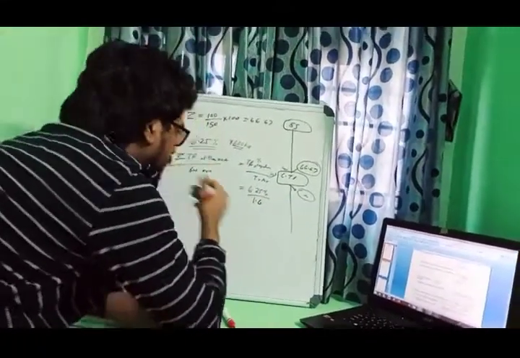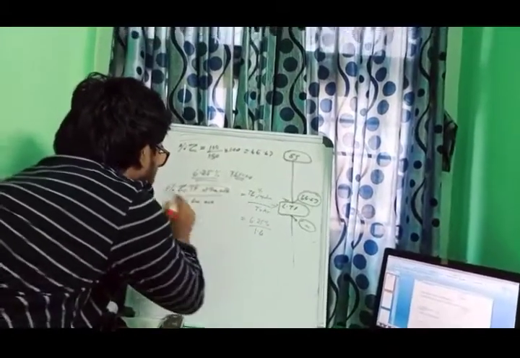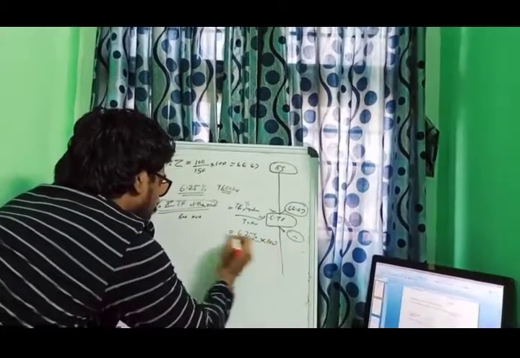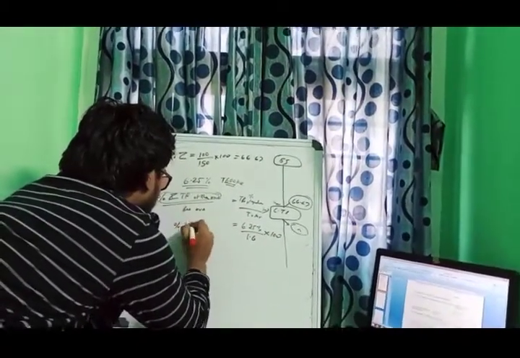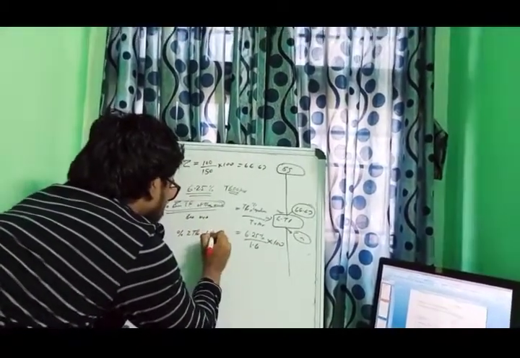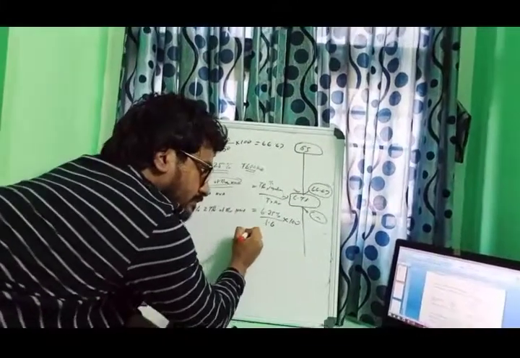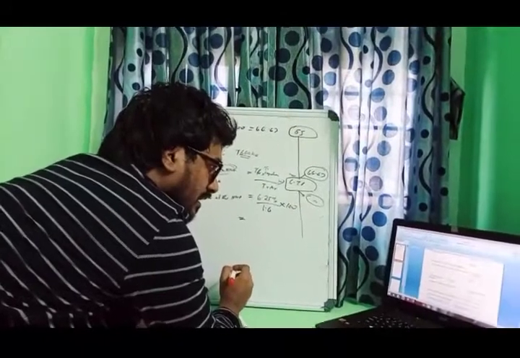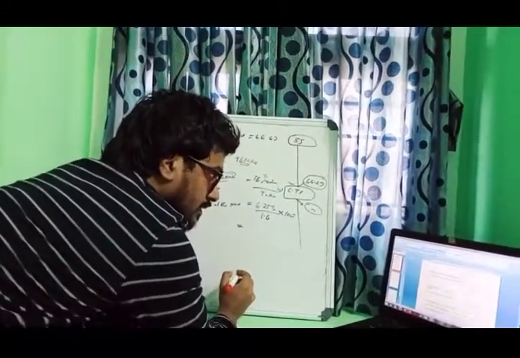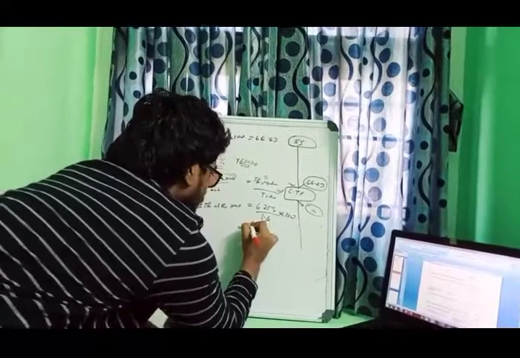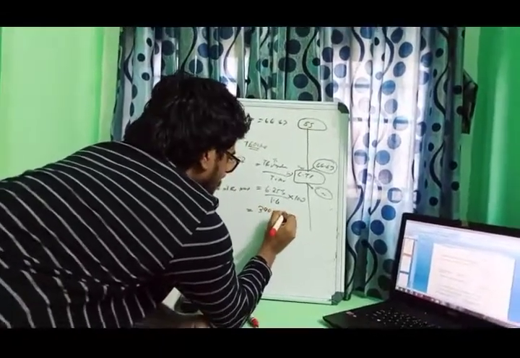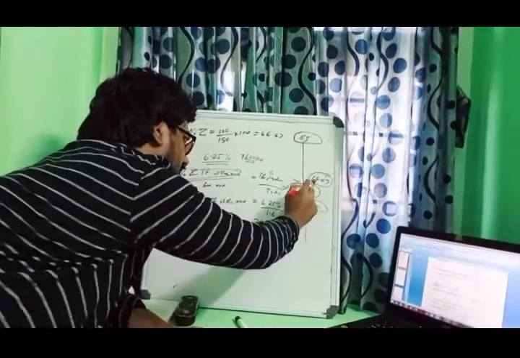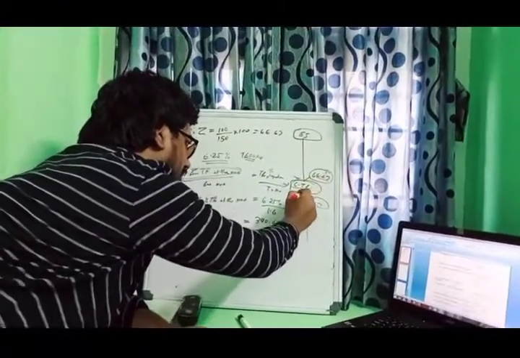So to get this, we multiply by base MVA, which is 100. The percentage impedance of the transformer at base MVA comes around 6.25 into 100 divided by 1.6, which is 390.62%. This is the percentage impedance of this transformer. Now this must be added to the 66.67% impedance at this point to get the impedance at the output point.